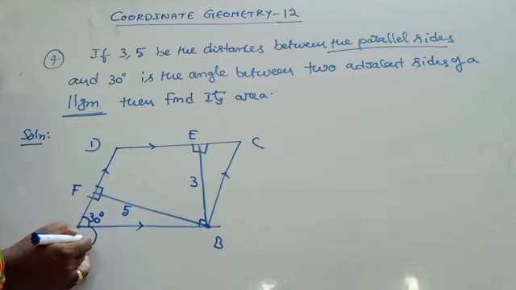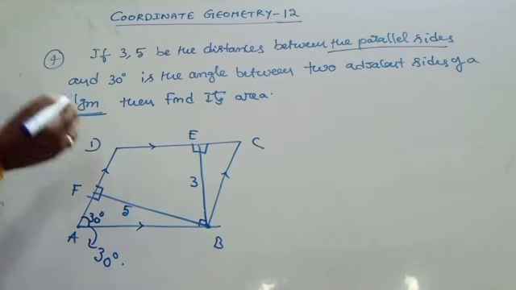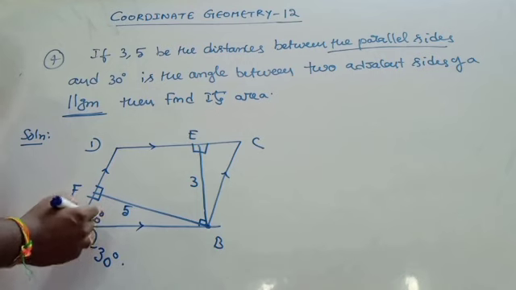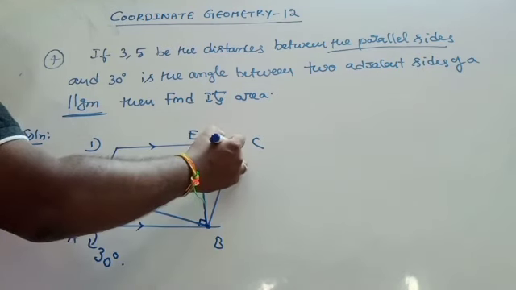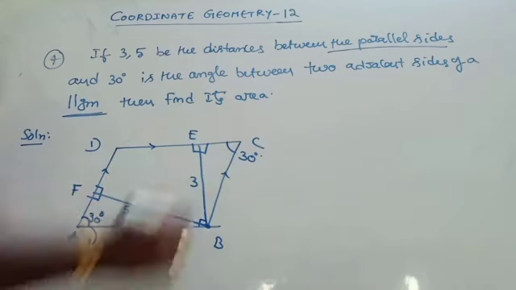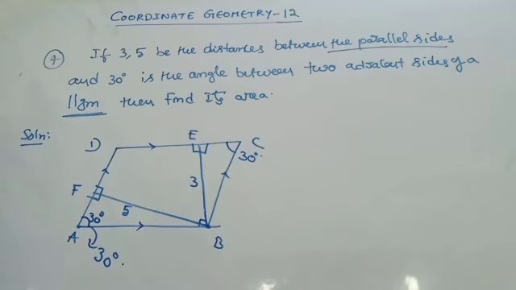This is the angle you have, 30 degrees here. Fine. Once this is 30 degrees, my dear students, the opposite angles of a parallelogram are equal. That means this is also 30 degrees. Like that also you have got 30 degrees. Once you have got this as 30 degrees, we know the height.